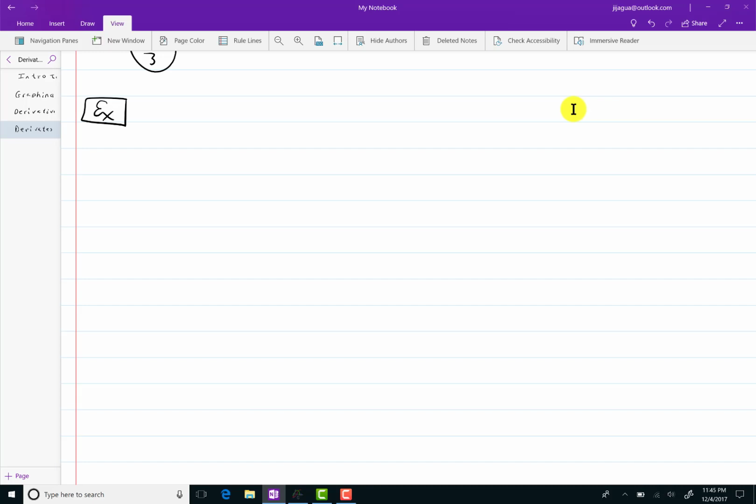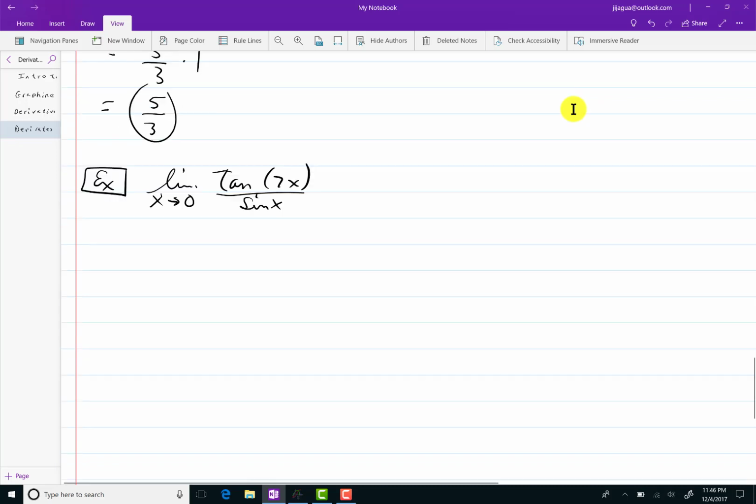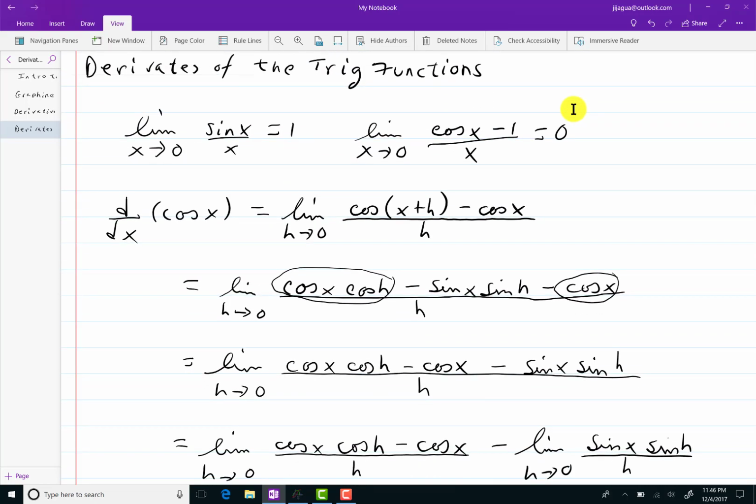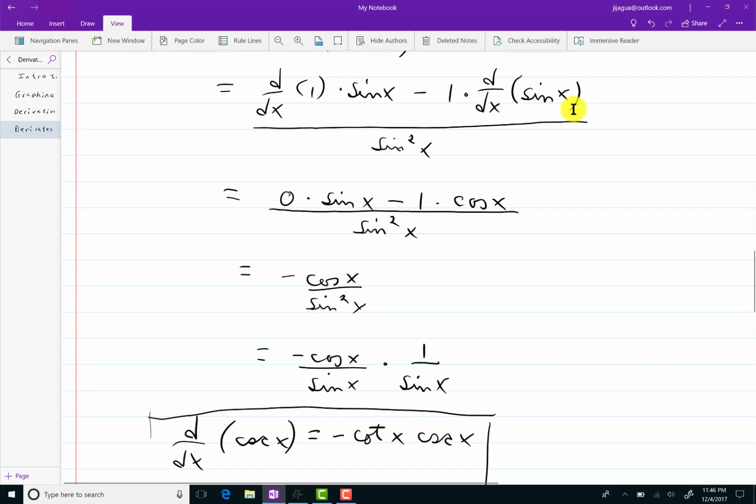Let me go on to my next limit. The limit as x goes to 0 of tangent of 7x divided by sine of x. Well, this is tough, I think, because of the limits that I gave at the beginning of this lecture. Let me scroll up to them again. We have the limit of sine of x over x equals 1, and cosine of x minus 1 over x equals 0. I'm going to try to make things like that happen within these problems.